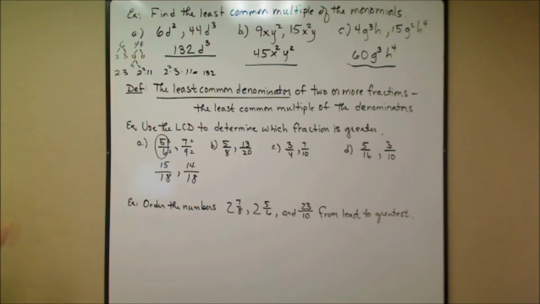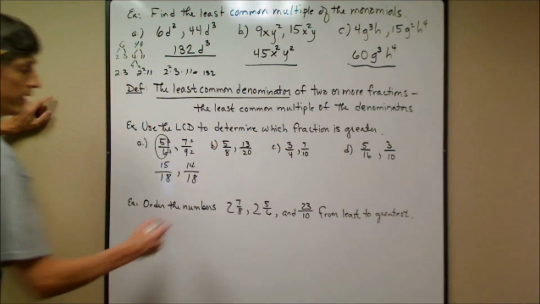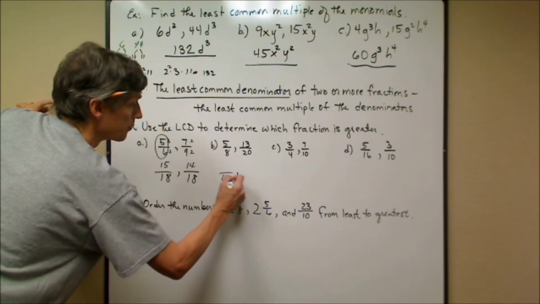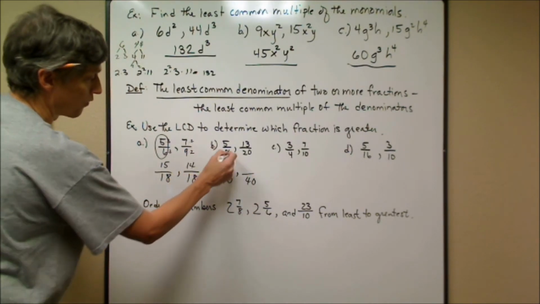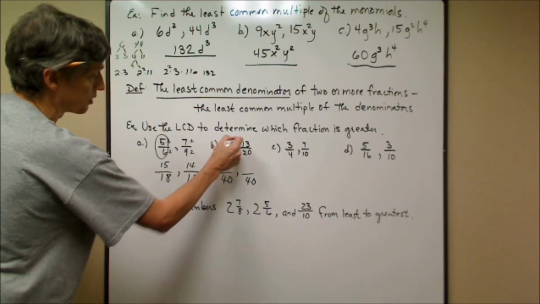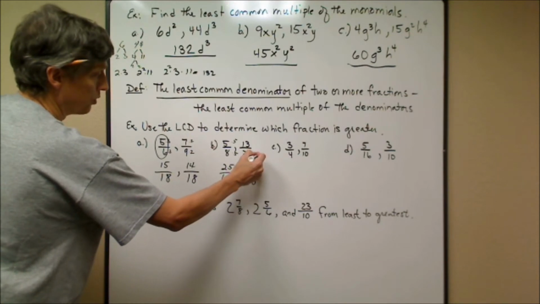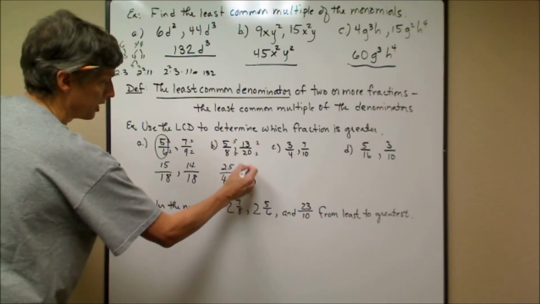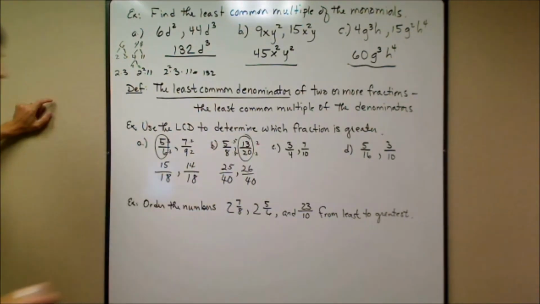All right, I'm going to do this again. Well, actually 3 more times here. An 8 and a 20, I'm thinking 40. I'd have to multiply that by 5 to turn that into a 40, so 5 times the top, that would be 25. To turn that into a 40 by 2, so 2 times the top, that would be 26. 26 is greater than 25, so this is my greater fraction of the two. Once the denominators are the same, you compare the numerators.